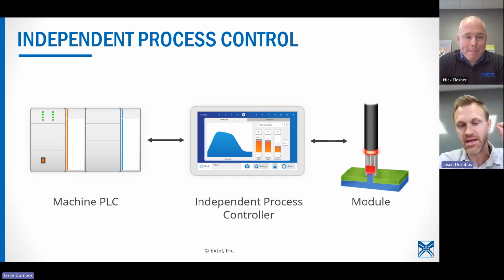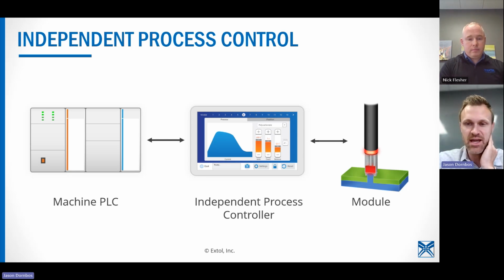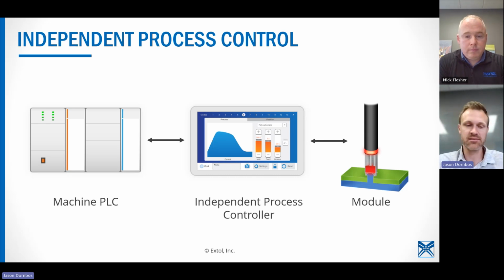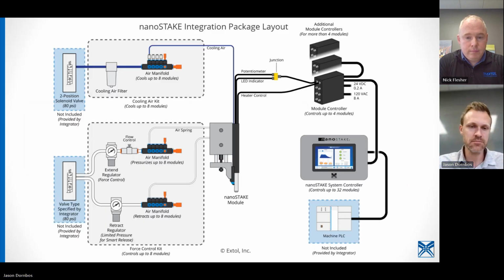nanoSTAKE has an independent process controller. So rather than using the machine PLC to control the nanoSTAKE process, it has its own process controller that communicates with both the machine PLC and then it controls nanoSTAKE. This makes it a little more plug and play for integrators. That means you can just wire up the process controller and give it a go signal and wait for it to tell you that the process completed successfully.